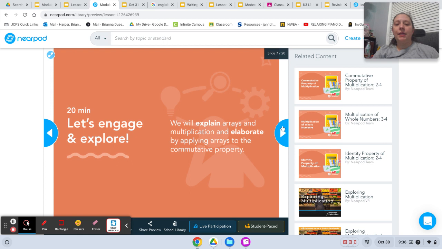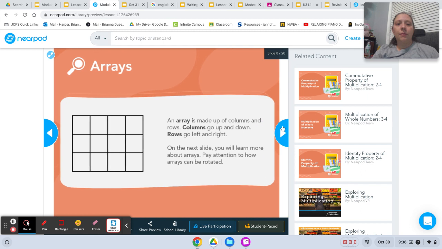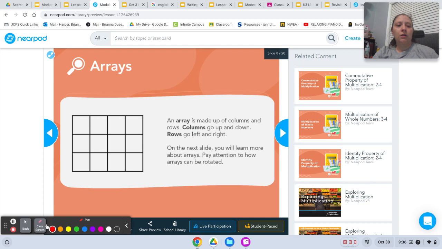So we're going to talk about arrays and multiplication and elaborate by applying arrays to the commutative property. Remember, arrays are columns and rows. Columns go up and down, and rows go left to right. So this is an example of a row. Here is our row. We have 3 rows and 4 columns. So if we do our multiplication sentence, rows to columns, it would be 3 rows of 4. That would be our equation.